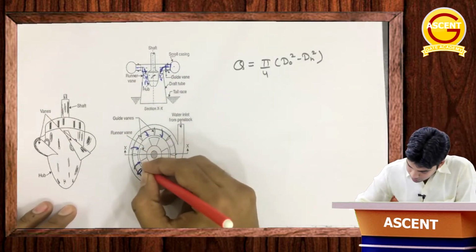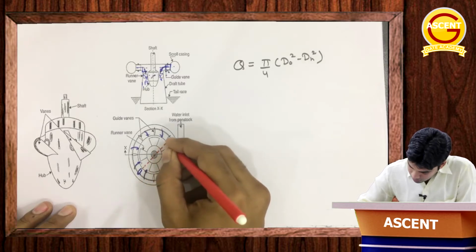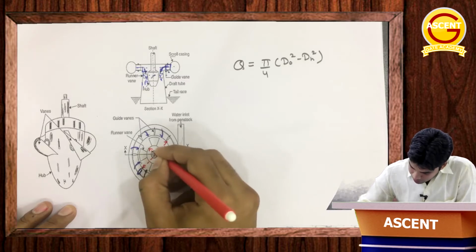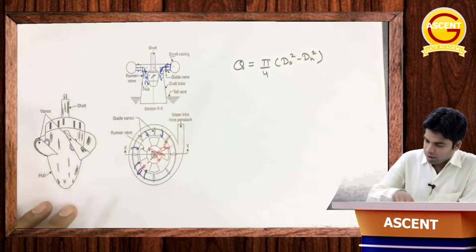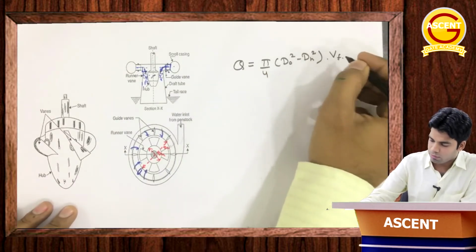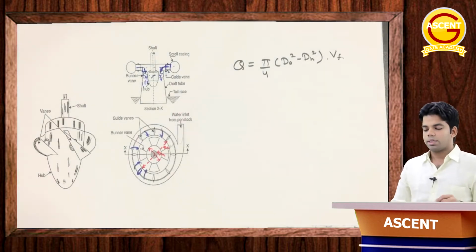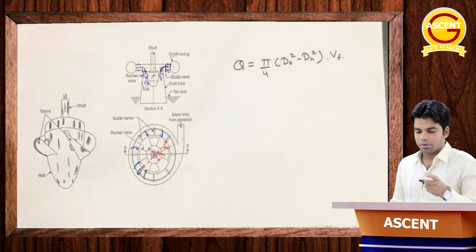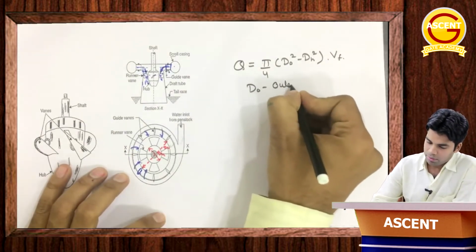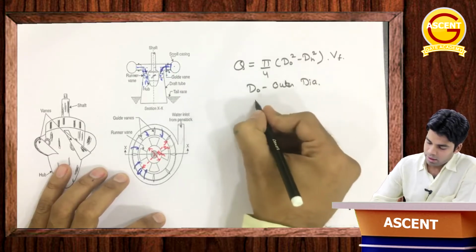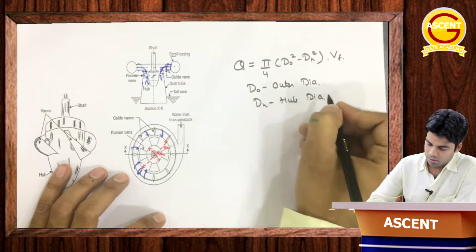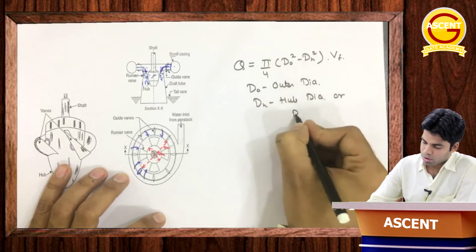I will show you here. This is the outer diameter, D outer, and this is the hub diameter, D hub. So the effective area here is pi by 4 into (D outer square minus D hub square), into the velocity of flow Vf. Getting this or not? So this is how this Kaplan turbine works, and this will be the value of discharge, where Do is the outer diameter and Dh is the hub diameter. Hub diameter is also called the Boss diameter.